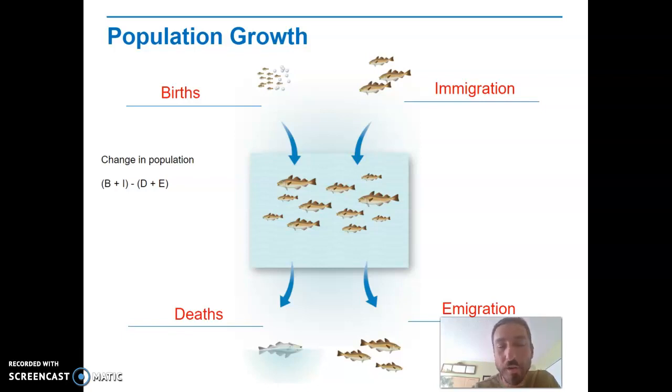That and deaths both decrease the number of individuals in that population. And so if you add up all the deaths and all the emigration out, that overall is what you need to subtract from the births and immigration that both increase the population. And this is how you can calculate the change in population from year to year.